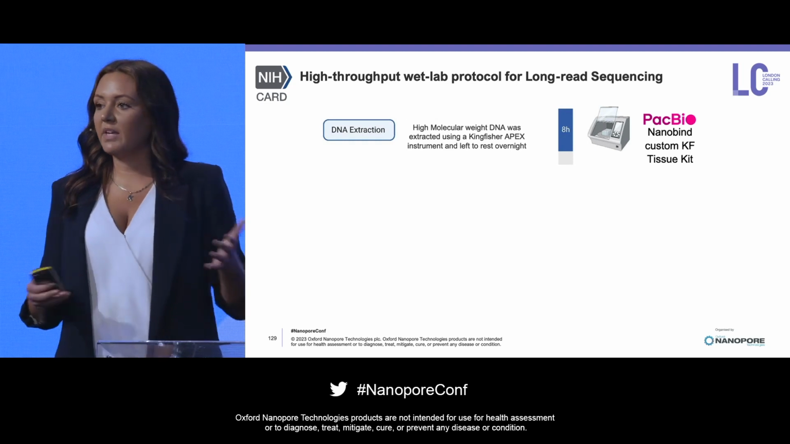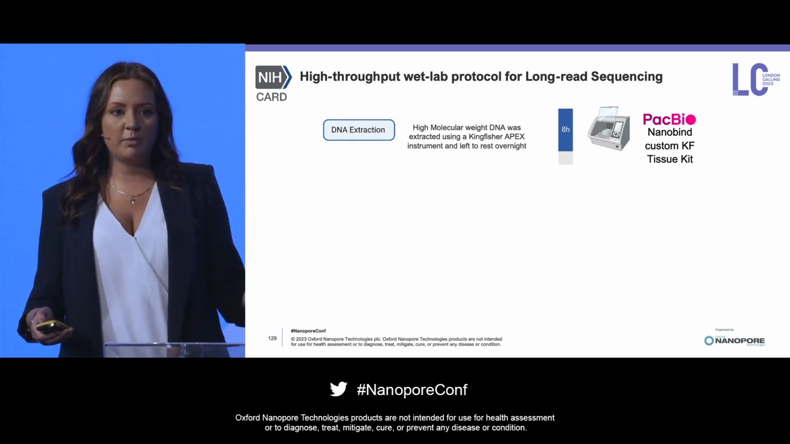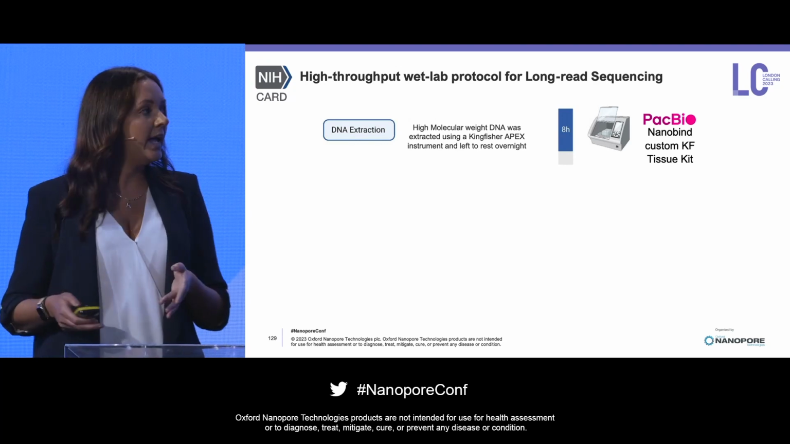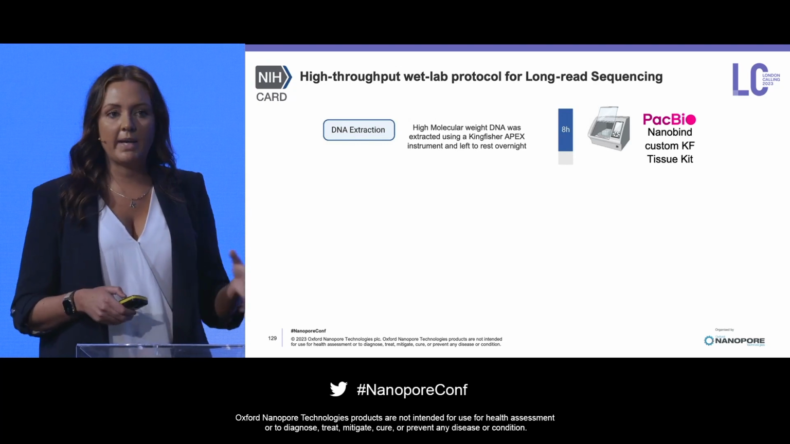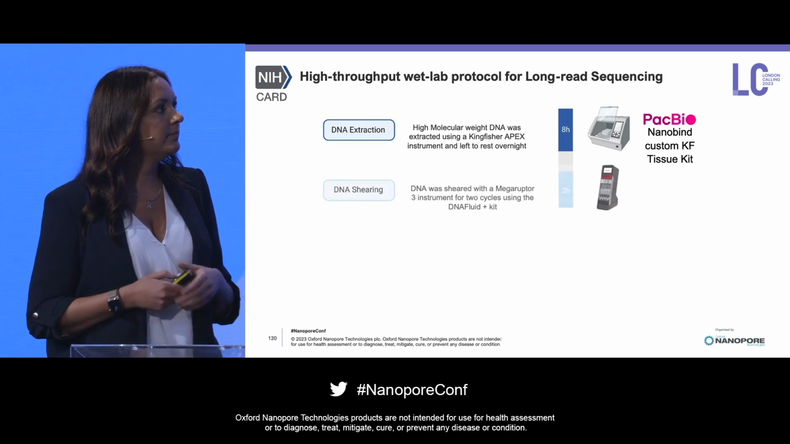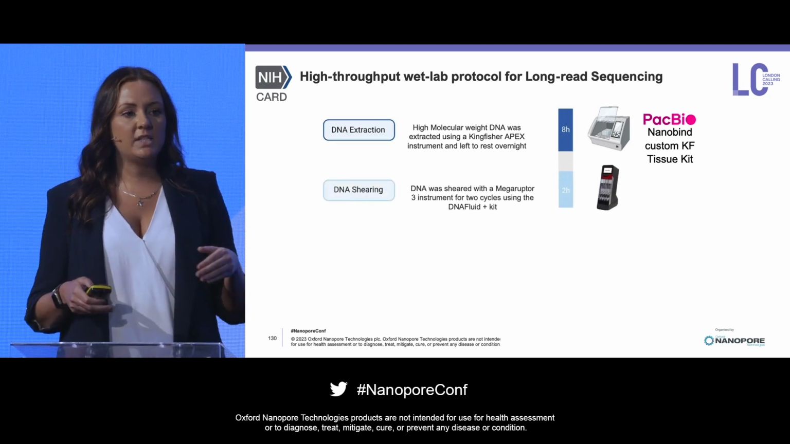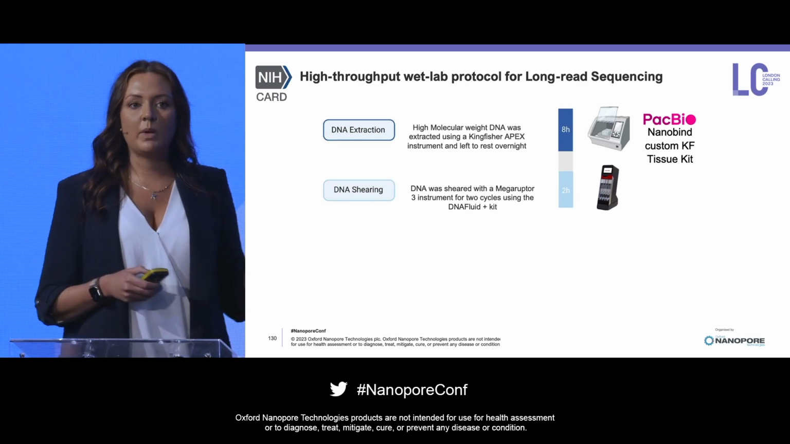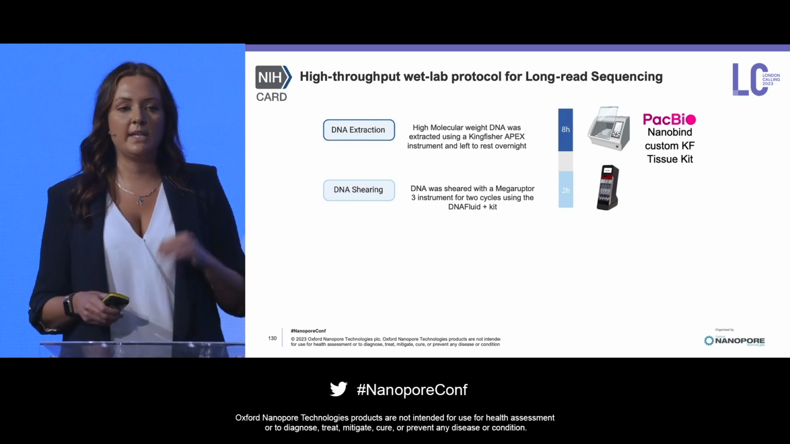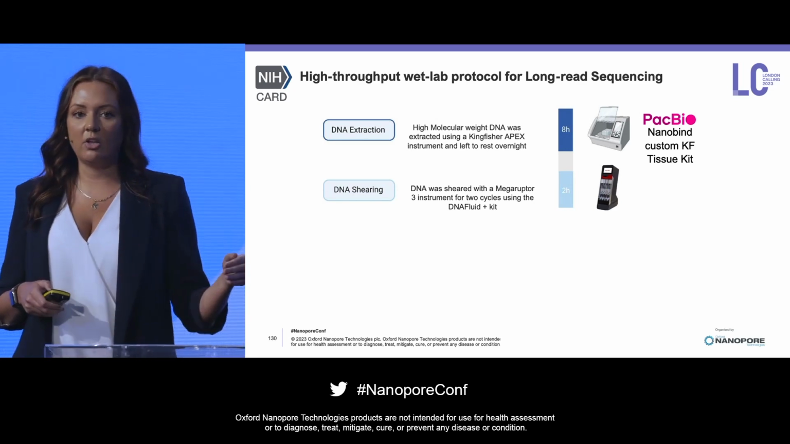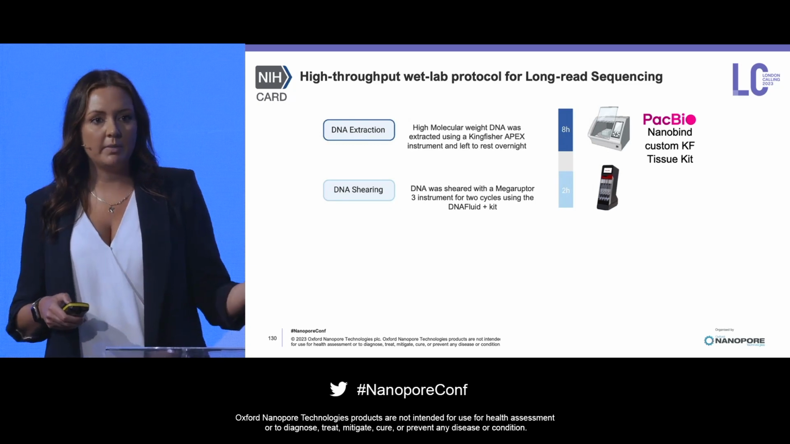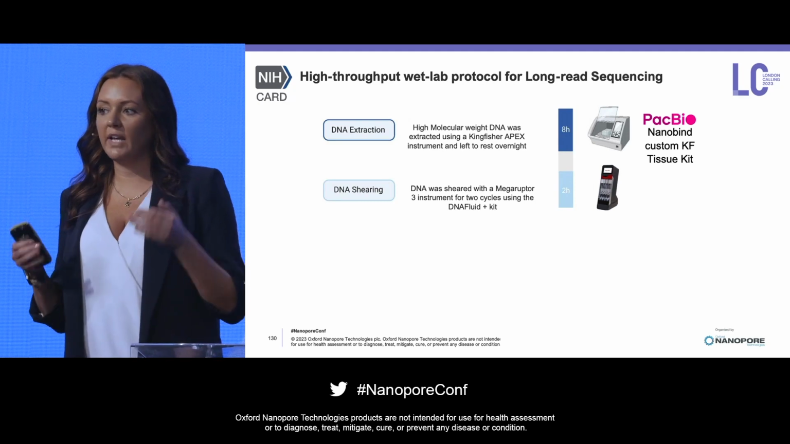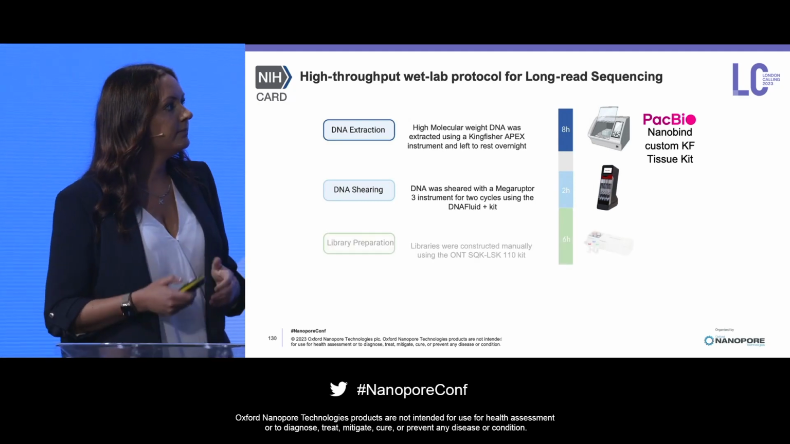Obviously, doing thousands of samples, we need to try and automate this process. Our DNA extraction is done on the Kingfisher Apex robot, and we use a PacBio Nanobind tissue kit. We then shear the DNA to a target of 30 kb on a Megaruptor 3, and the reason why we target the 30 kb is it's a nice balance between having reads that are long enough to do downstream de novo assembly, but then also maximizing the data output from a single flow cell so you can get 30x consistently.